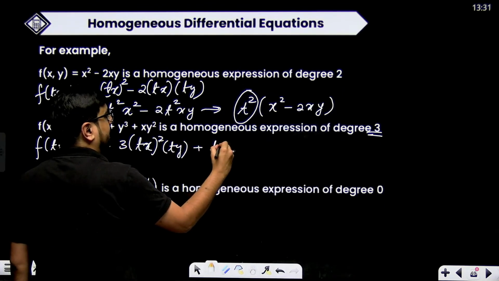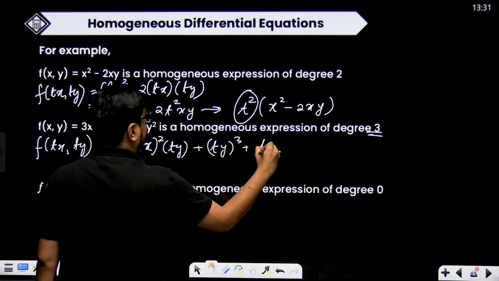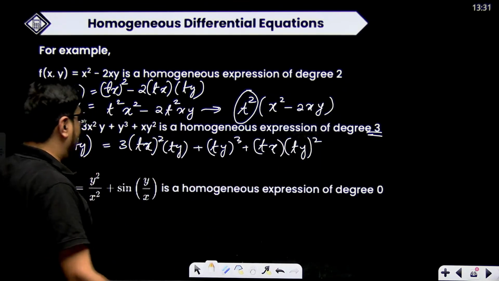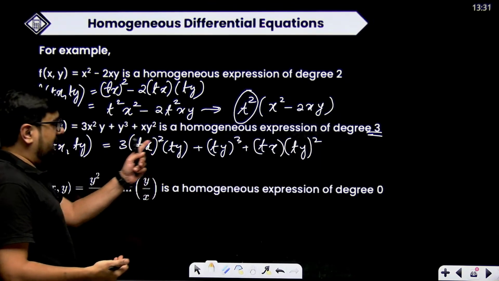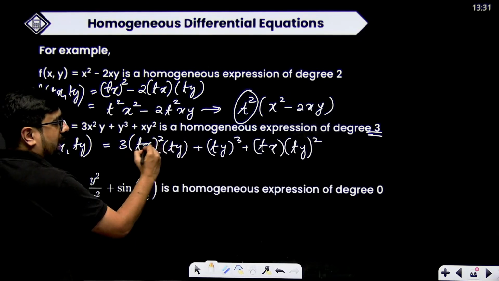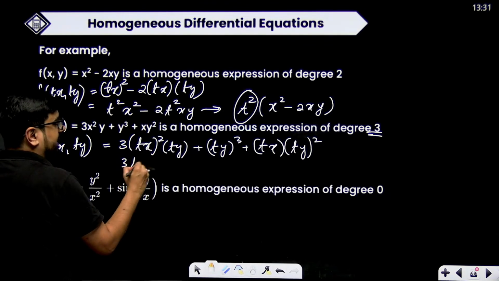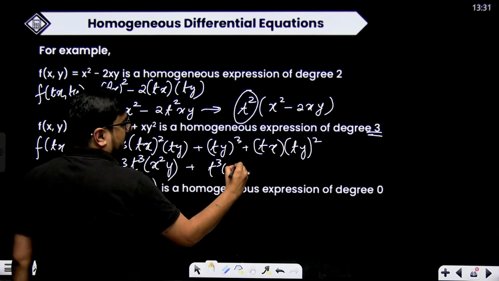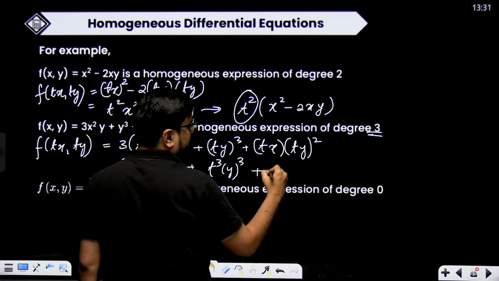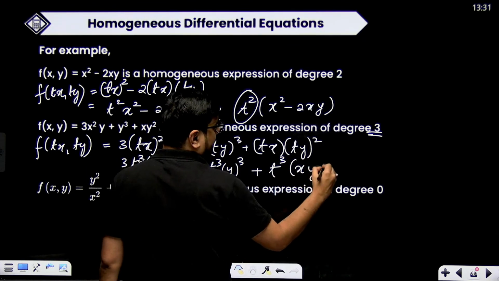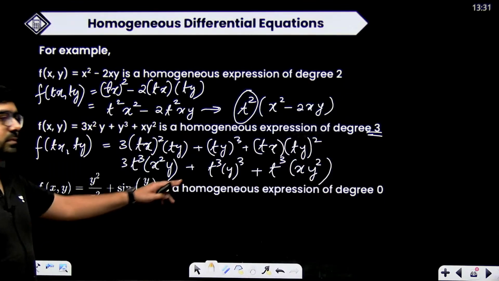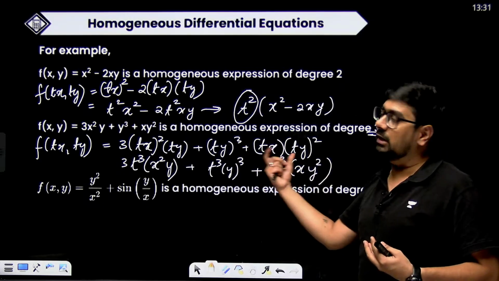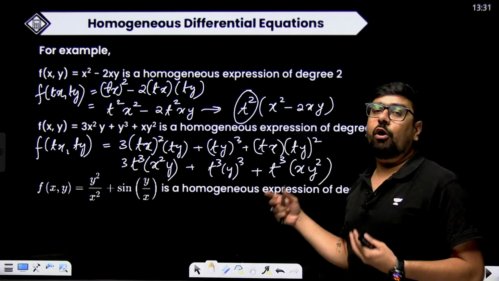You can see also ty cube plus tx into ty square. Now from every term t cube is coming out common. This will become t square x square into ty, so t cube will come out common, and x square y will remain as it is. Here also t cube will come out common, and x square, y cube remain as it is. t cube will come out common, xy square remain as it is. Correct. So why is t cube coming out common? The reason is that the total, the cumulative power of x and y is 3.